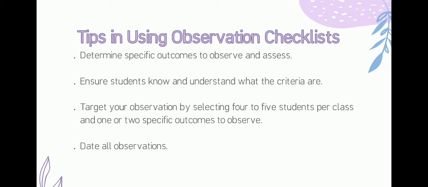So number 3, target your observation by selecting 4 to 5 students per class and 1 or 2 specific outcomes to observe. So, collect observations over a number of classes during a reporting period and look for patterns of performance. And fourth, date all observations. So, ensure the checklists are dated to provide observations over a period of time.